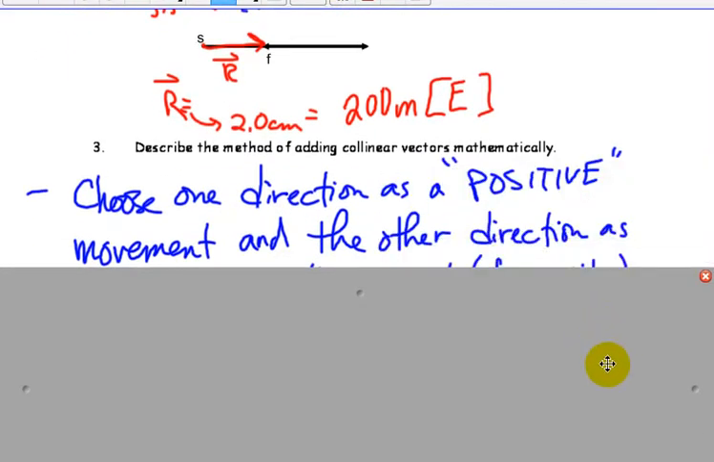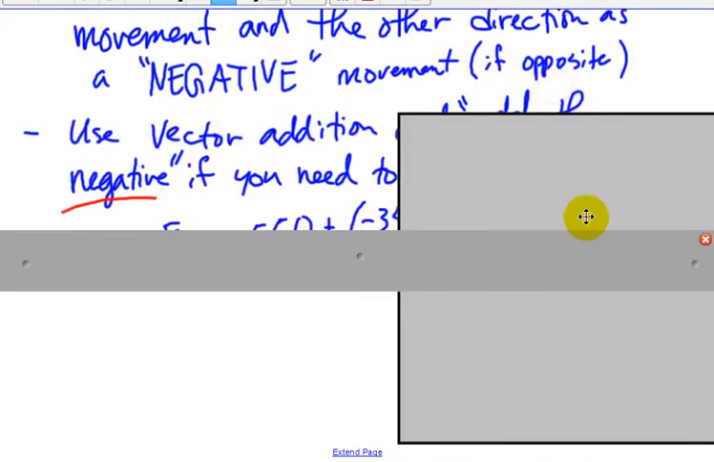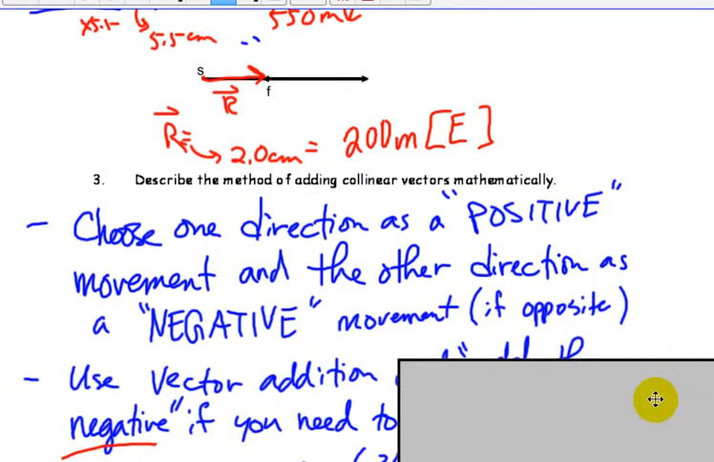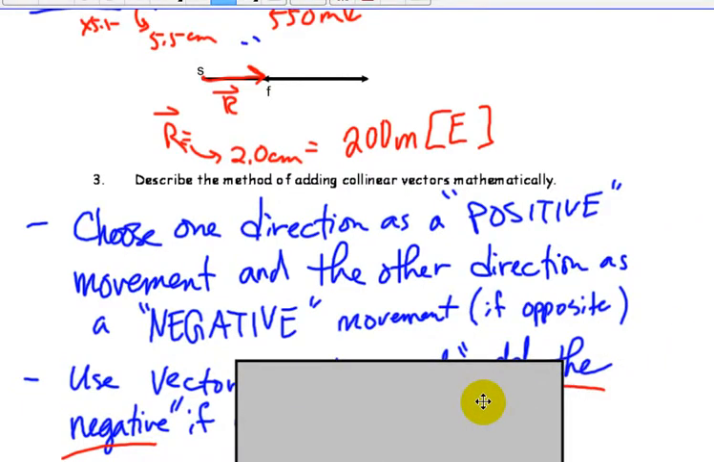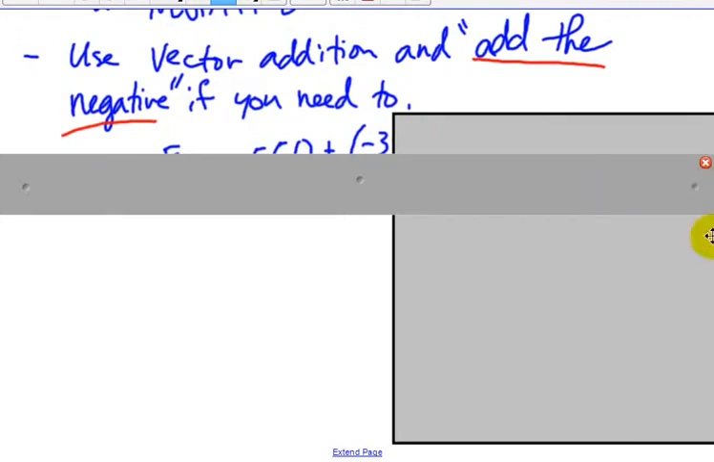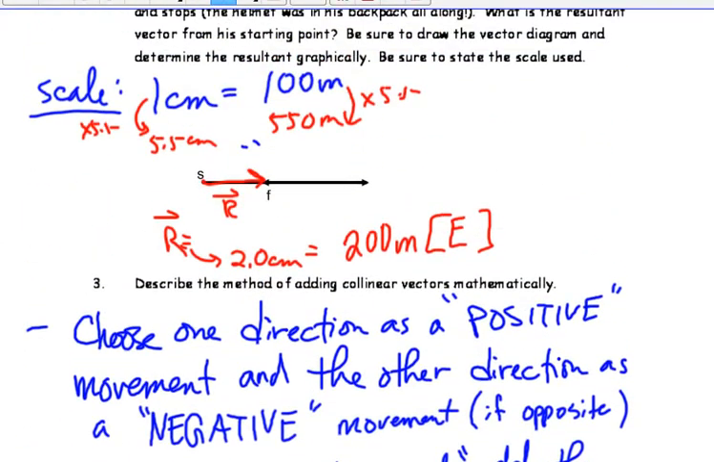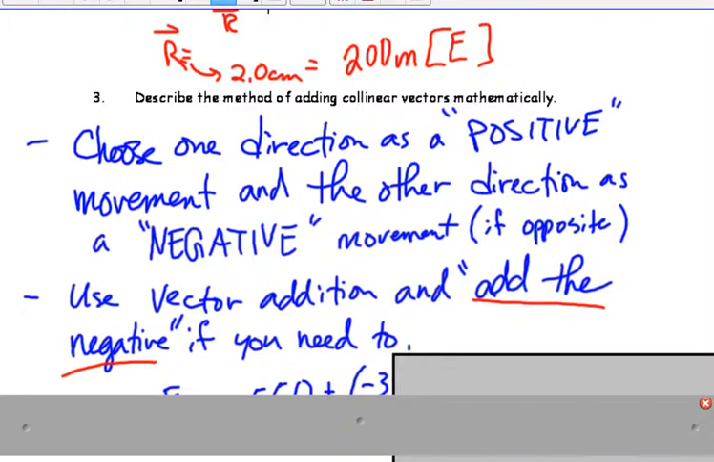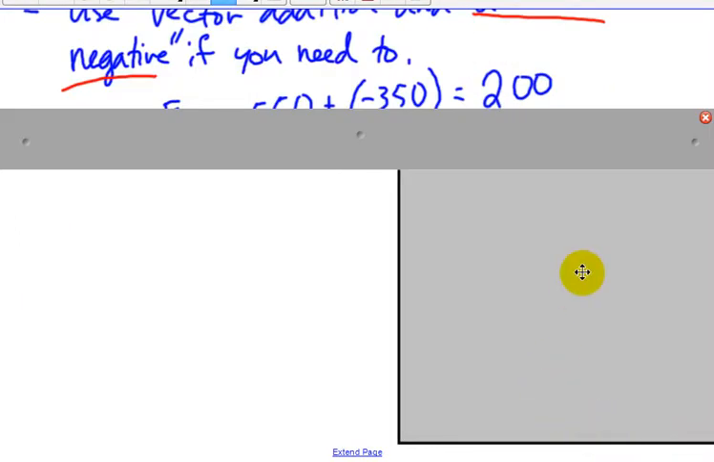Okay, number 3, describing the method of adding collinear vectors mathematically. So you can see it's relatively easy with the scale diagram. If you do it mathematically, it's listed in a series of steps. We choose one direction as being the positive movement and the other direction as being the negative movement if there is an opposite direction. And then simply use vector addition to add the negative.